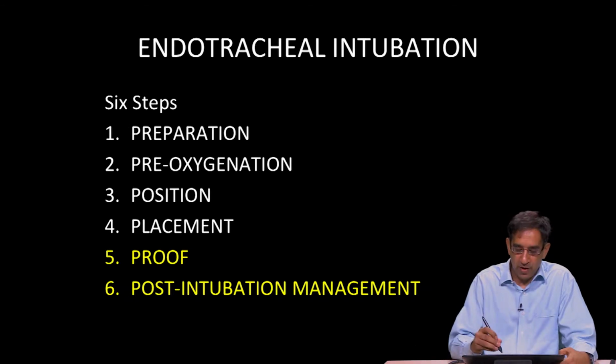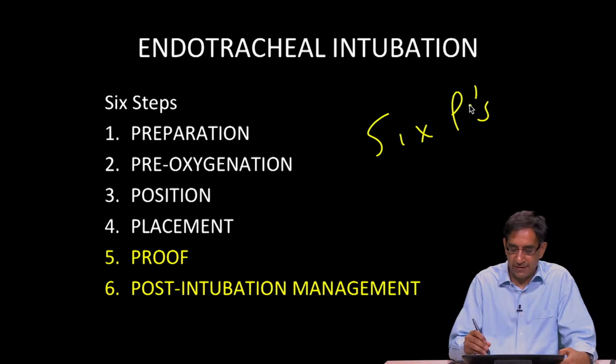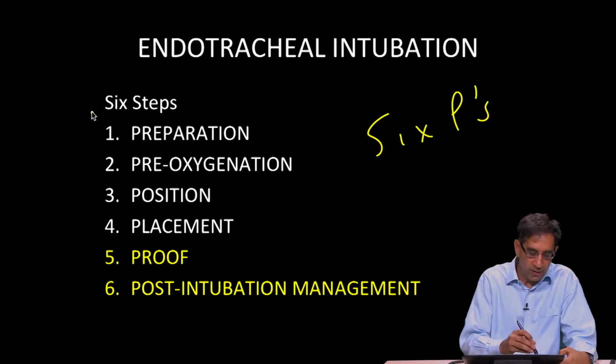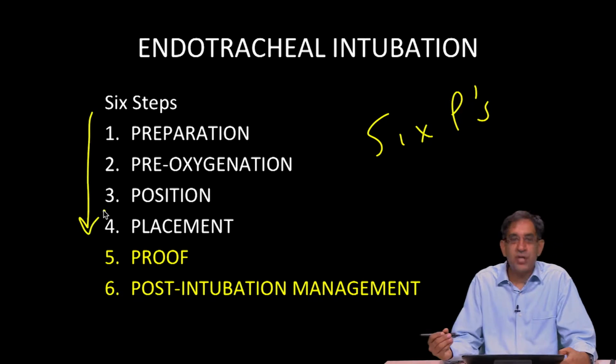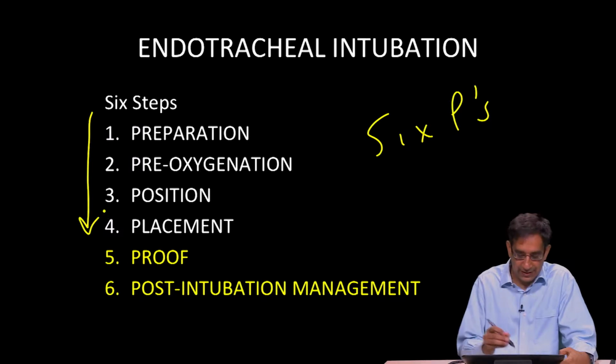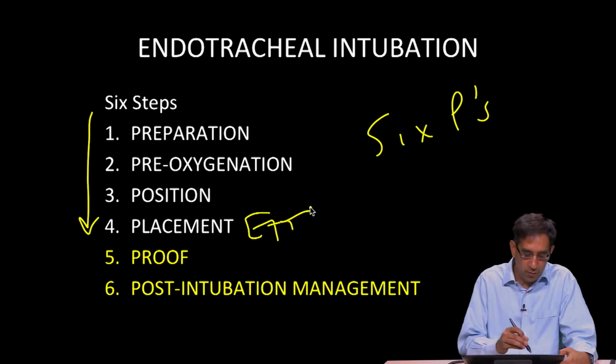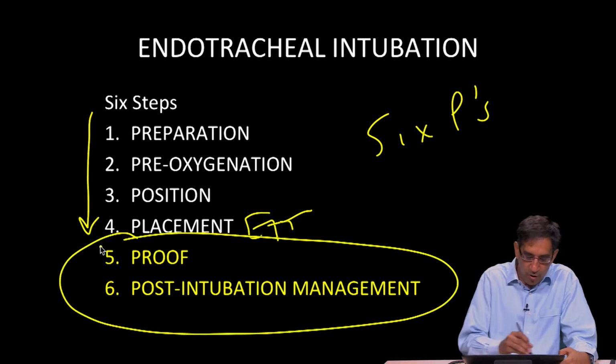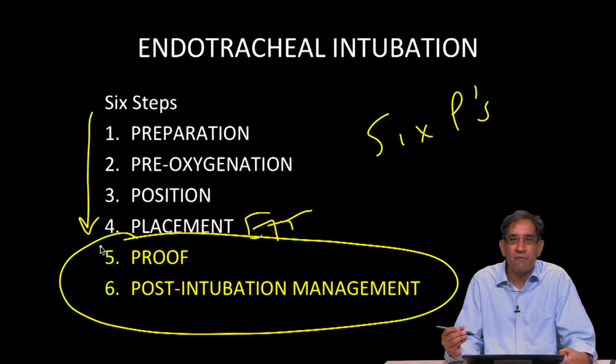And as I mentioned, there are the 6 P's of endotracheal intubation. Thus far, we have discussed preparation, pre-oxygenation, positioning the patient, and then placing the endotracheal tube. In this lecture, we're going to focus on proof and post-intubation management. And when I say proof, I'm talking about proof of endotracheal intubation.